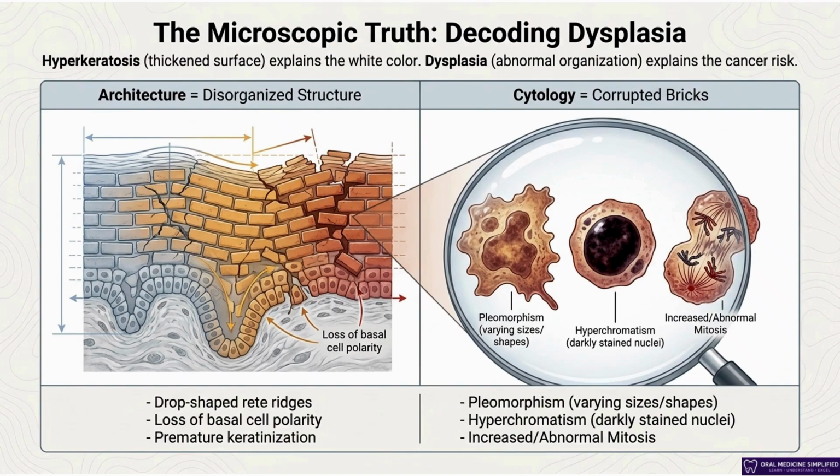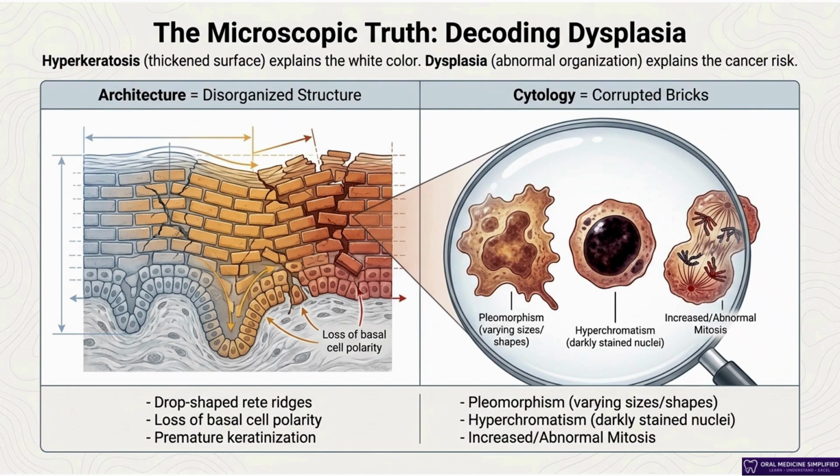Now, clinical examination can raise suspicion, but it cannot diagnose epithelial dysplasia. Dysplasia is a microscopic diagnosis. Under the microscope, the pathologist looks for architectural disturbances and cytological abnormalities. Architectural changes may include disordered stratification, drop-shaped rete ridges, premature keratinization, and loss of basal cell polarity. Cytological changes may include pleomorphism, hyperchromatism, enlarged nuclei, abnormal mitosis, and an increased nuclear cytoplasmic ratio.